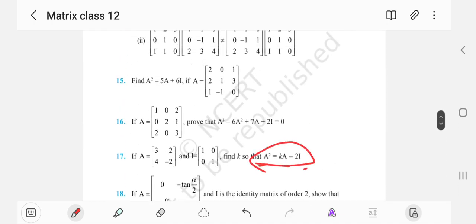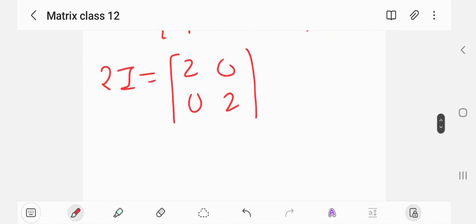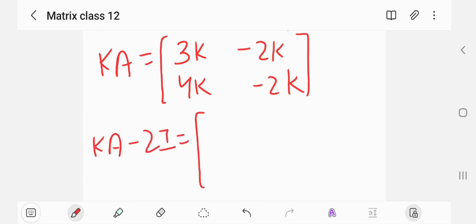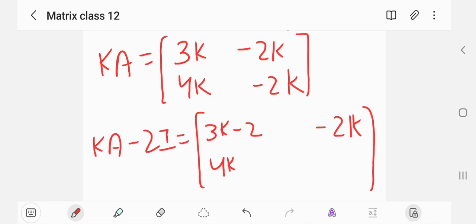go with this equation. Here it is saying A square is equal to KA minus 2I. So let me first find KA minus 2I. Let me write it here: KA minus 2I. I know what my 2I is. So what do I get? I get 3K minus 2, here I get minus 2K, and 4K minus 2K minus 2. Right? This is what I will get.